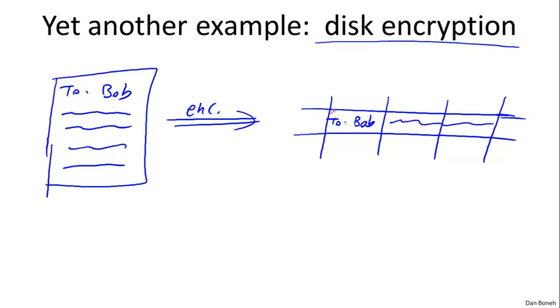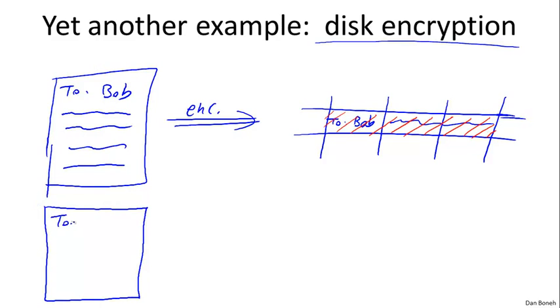But of course, this is all encrypted, so I'll use these lines here to denote the fact that this is encrypted, and an attacker looking at the disk has no idea what the contents of the message are. But now suppose that at a later time, the user fires up the editor and modifies the file. So now instead of saying "to Bob," it says "to Eve," and nothing else changes in the file. That's the only change that was made.